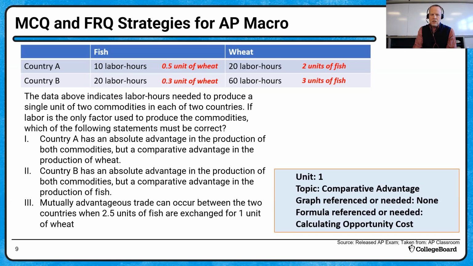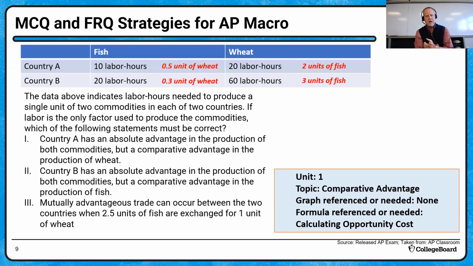Comparative advantage, they can't both have it. Now you look at your opportunity cost. Country B has a lower opportunity cost for fish. They have comparative advantage. Country A has a lower opportunity cost for wheat. They have comparative advantage there. Now I can take that knowledge and apply it to these three options.